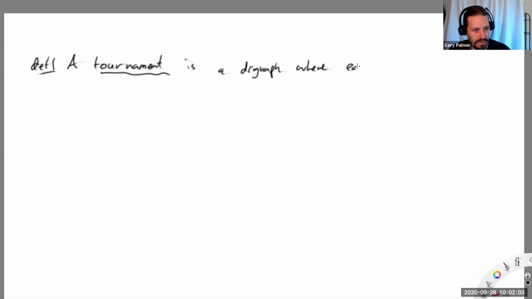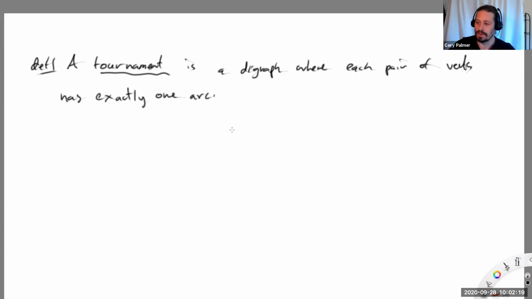Where each pair of vertices has exactly one arc between them. Okay, remember, two vertices have two potential arcs between them, uv or vu. In a tournament, we have all pairs. Another way of visualizing this, which sometimes is used as a definition, is you start with a complete graph and you produce an orientation of it. Remember, an orientation is just choose one direction for each edge.